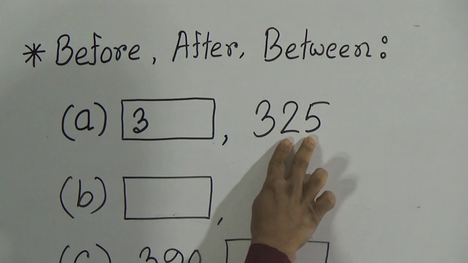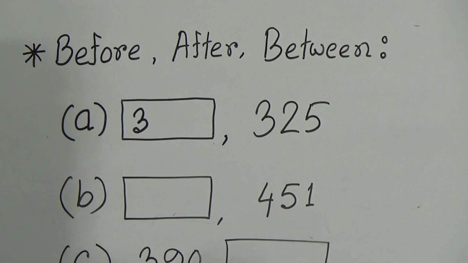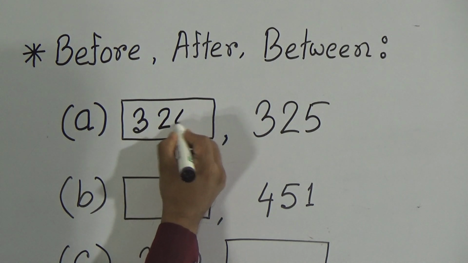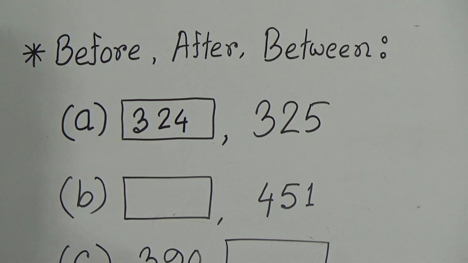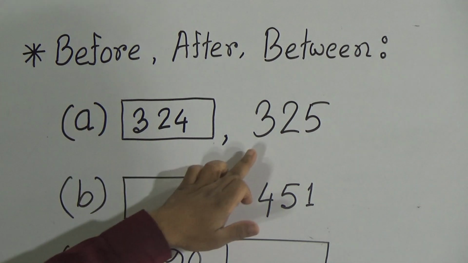And what is the before number of 25? That means which number comes before 25? We know that before 25 comes 24. So the whole number will be 324. That number comes before 325.